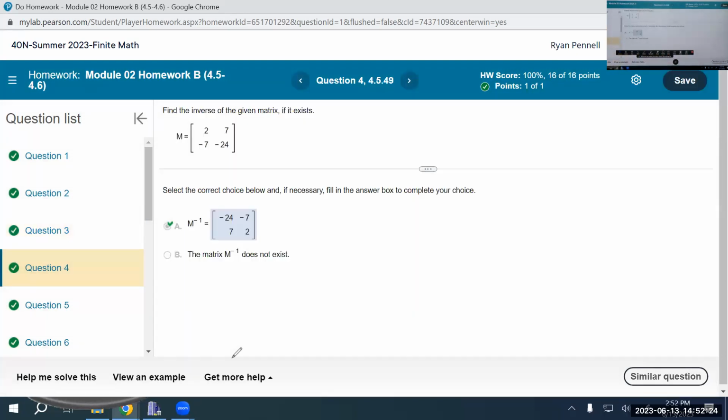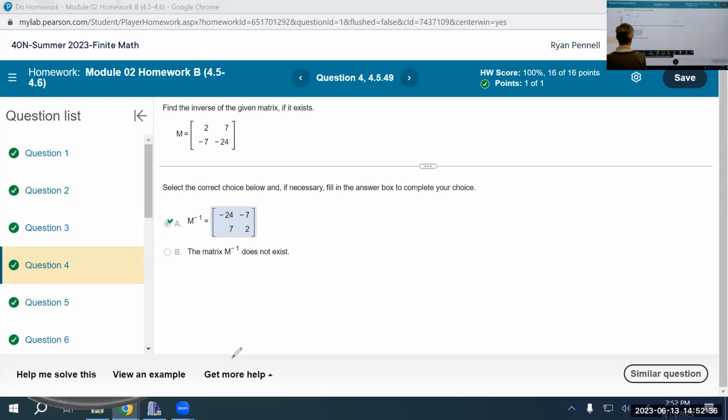All right. This one says find the inverse. Now I have to find some matrix M. So they give me matrix M and they say find the inverse. That means M times this other matrix equals I. I have to find that. What matrix times this matrix equals the identity matrix? That's what I'm trying to find.